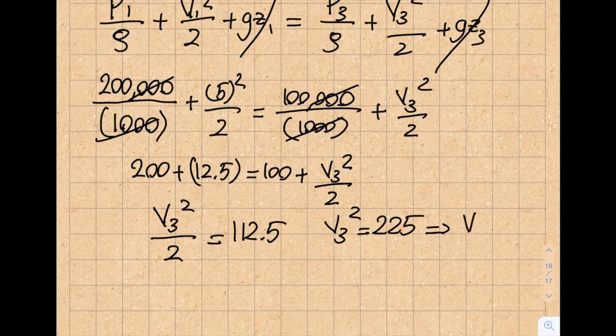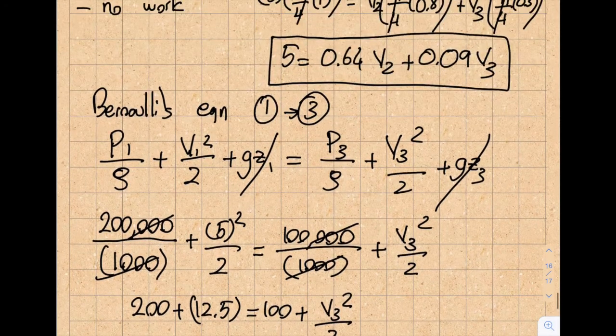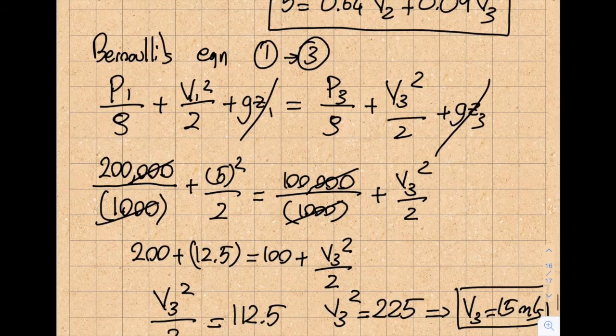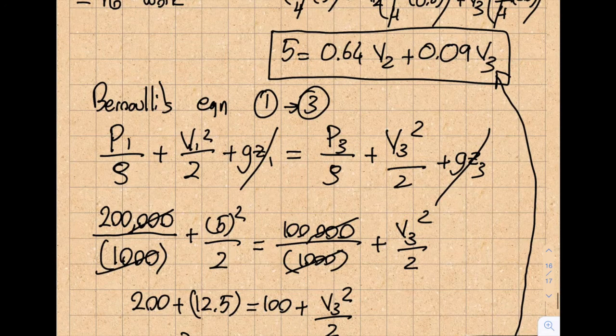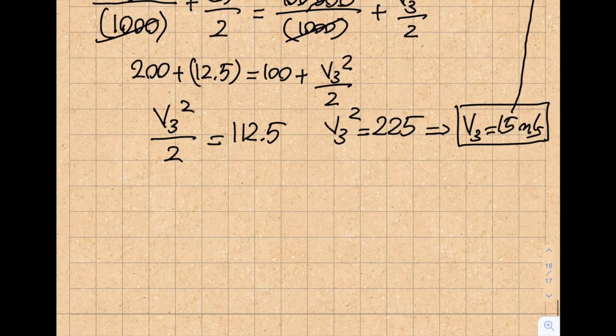Actually, I do get myself a nice number, right? V3 becomes 15 meter per second, because 15 times 15 is 225, right? Okay, good. So I got myself a nice V3 number. Now what I can do is simply take this and plug it into here, right? Because that's the V3, and I will be able to obtain my V2 from here. So let's do that.